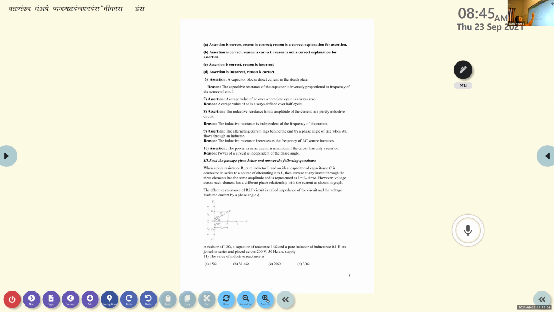The first one is this. According to the assertion, a capacitor blocks direct current in the steady state, and the reason, the capacitive reactance of the capacitor is inversely proportional to the frequency of the source of EMF. What about the assertion and reason? A capacitor blocks direct current in the steady state. Is it correct or incorrect? Assertion.